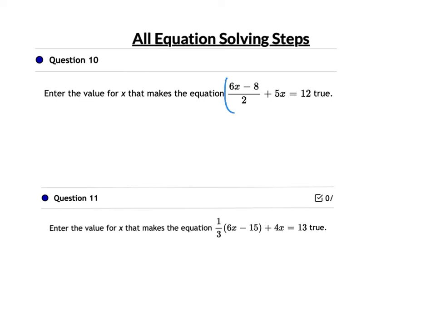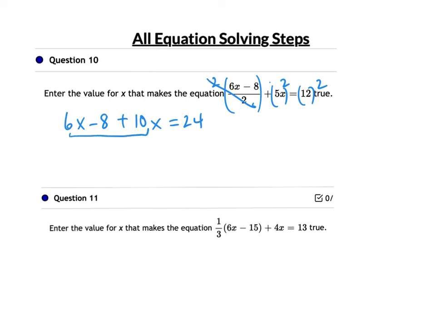Just like the last couple, I need to get rid of fractions. Terms are separated by addition, subtraction, and equals there. Both sides get multiplied by 2 here. I need to get rid of division by 2, so I multiply by 2. When I multiply by 2, the 2's cancel, and I get 6x minus 8 plus 2 times 5x is 10x equals 24. 6x plus 10x, notice that I'm simplifying.